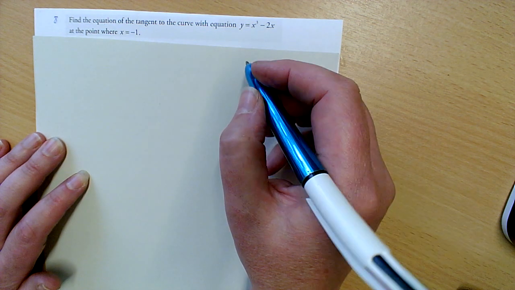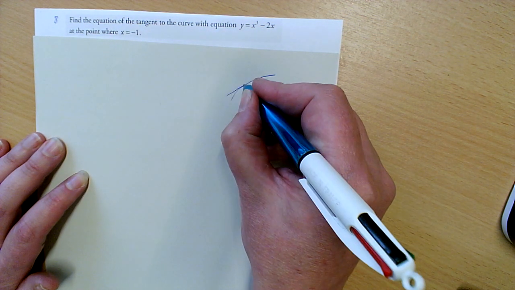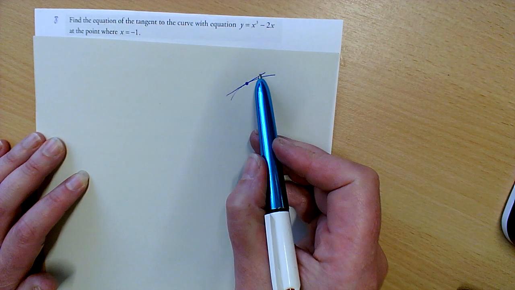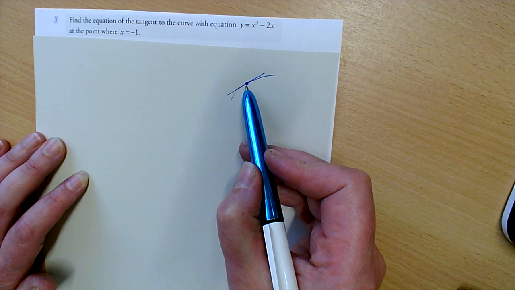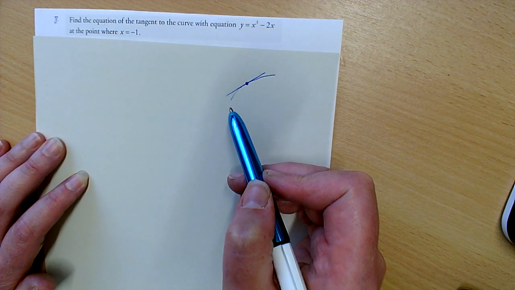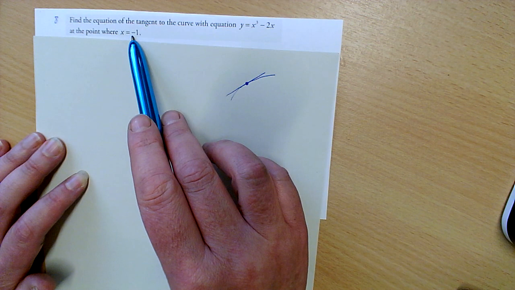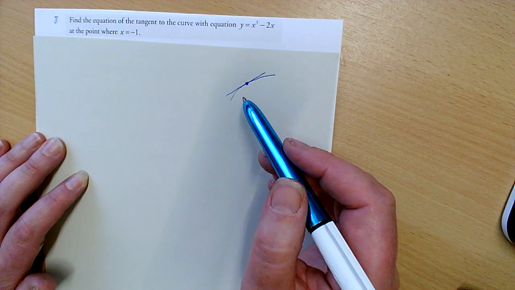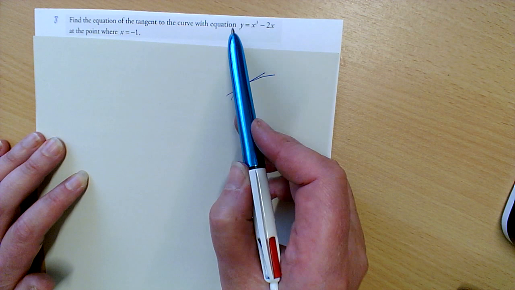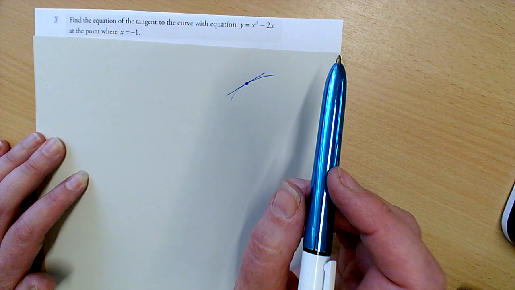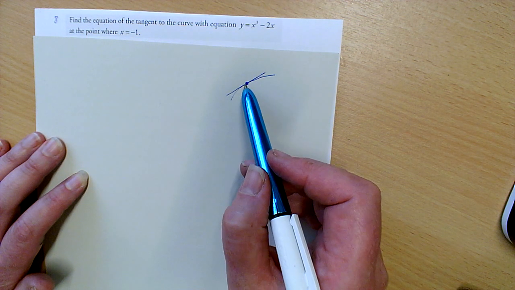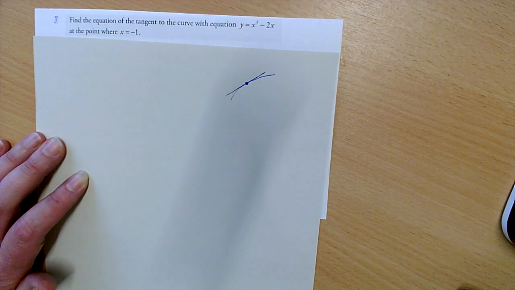So remember that if you've got a curve and you're finding a tangent at a point, that is the line that has exactly the same gradient as the curve at that point. So that is, in this case, at the point x equals minus 1. So we need to find the gradient at x equals minus 1. We're also going to have to use the original equation to find the y coordinate at x equals minus 1. And once you've done that, you've got the gradient of the line, you've got a point on the line, you can find the equation of the line.